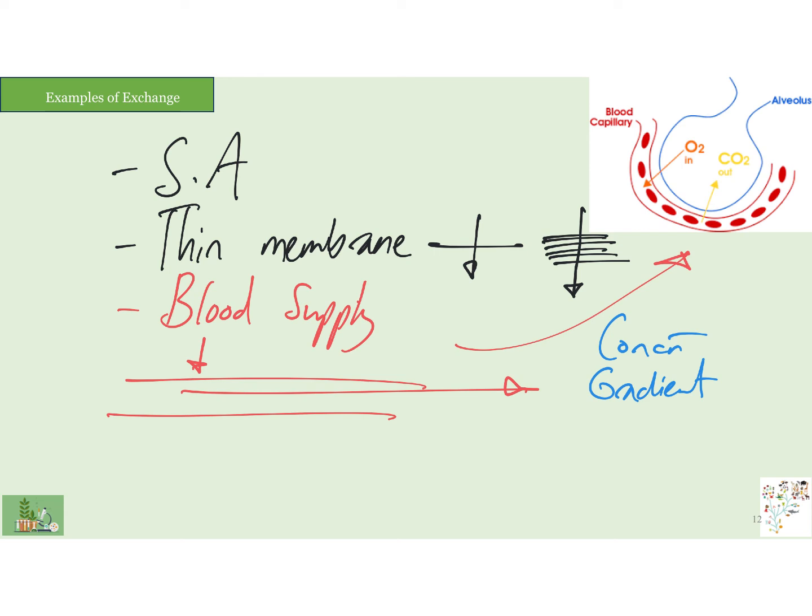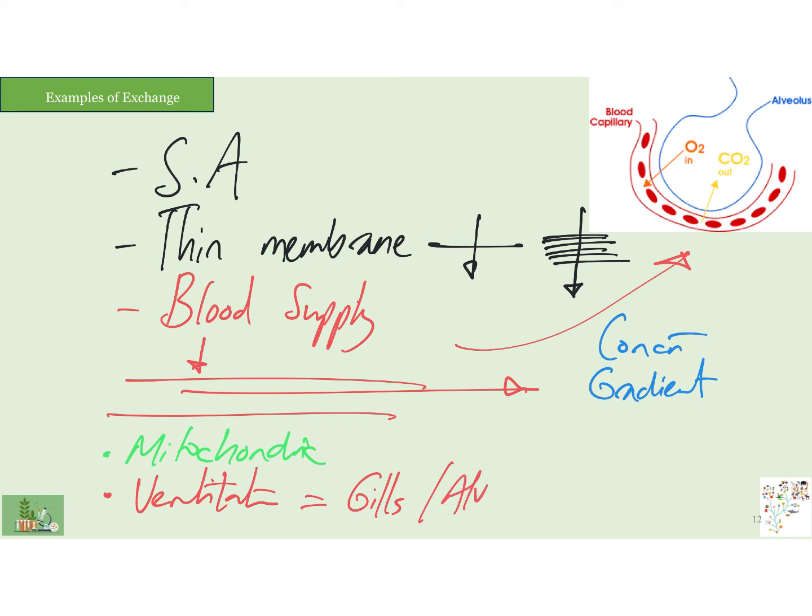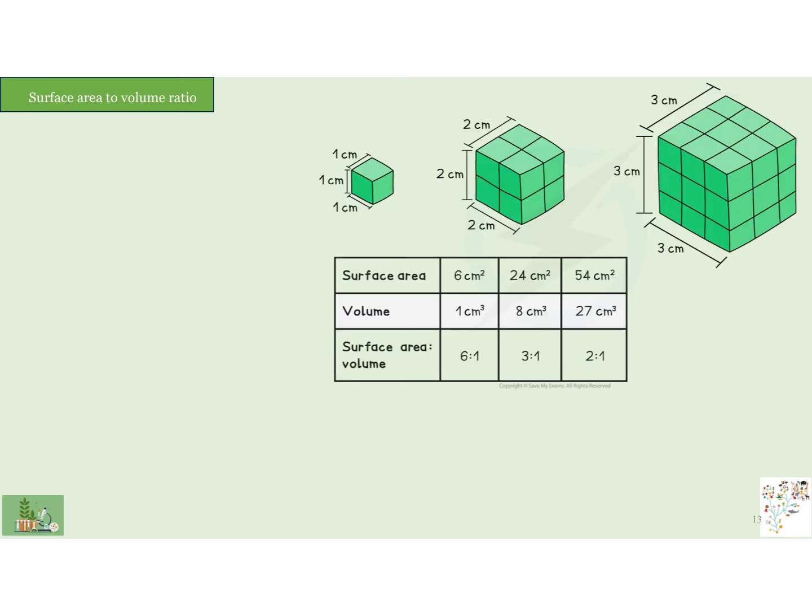Then another adaptation, we just mentioned it a second ago, is for the cells to contain mitochondria. And the final adaptation might be to have ventilation. So something like gills, alveoli, which allows oxygen always to be entering for that exchange. Surface area to volume ratio is a very important one then.